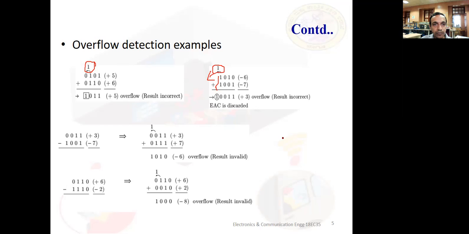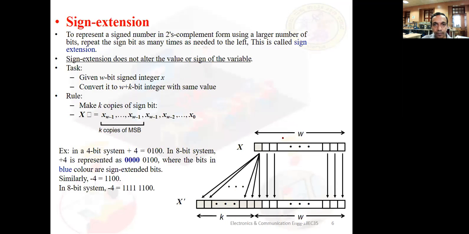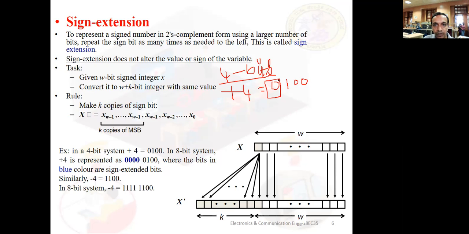Now let us move to the next topic, which is sign extension. Just now we have seen how to represent a signed number using 4 bits. Suppose I want to write plus 4. Plus 4 is 0100, where the 0, the MSB, represents the sign. Suppose I have a computing device which takes everything in 8 bits, but I have represented the number using only 4 bits.